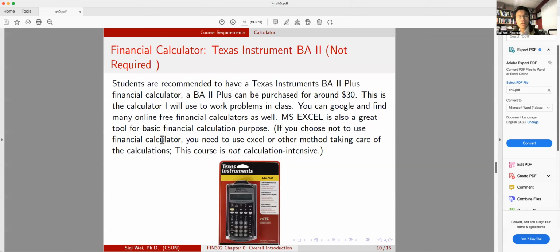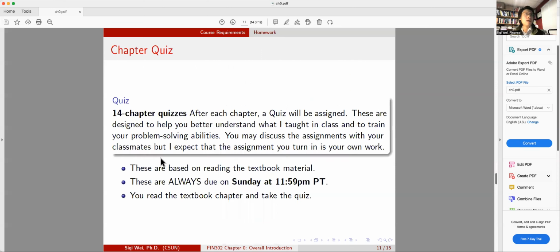We don't require a financial calculator in this class because I think you can easily use Excel as a substitute, and there are tons of online financial calculator templates for you to work on, and it's going to be free. Okay, but if you want to use a financial calculator or you already have one, you are more than welcome to use it. Okay. Yeah, for each chapter, we have a problem set, or we can call it a quiz.